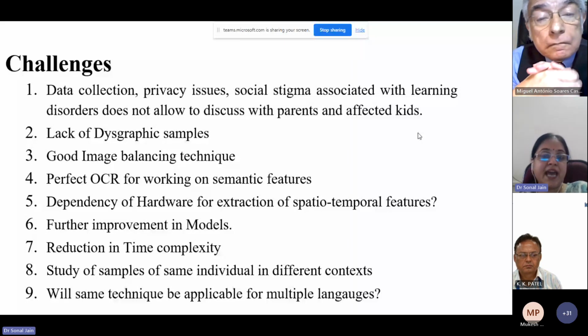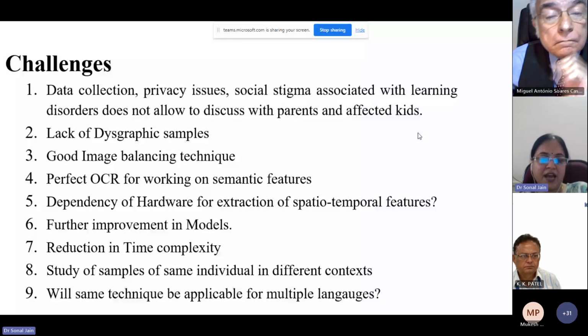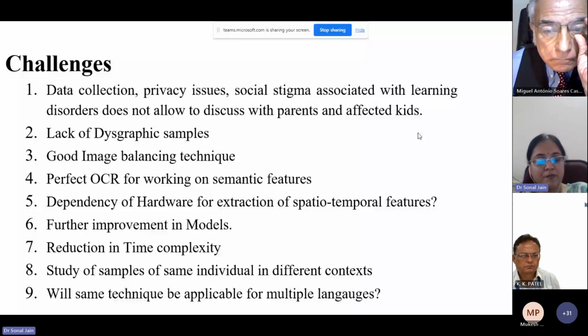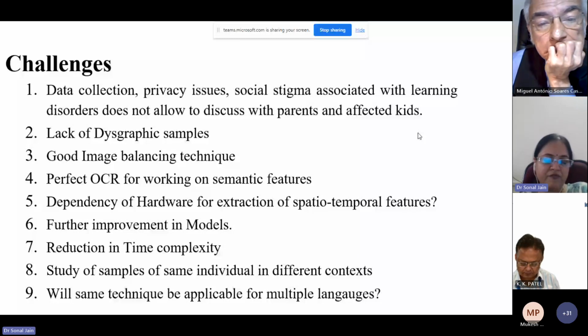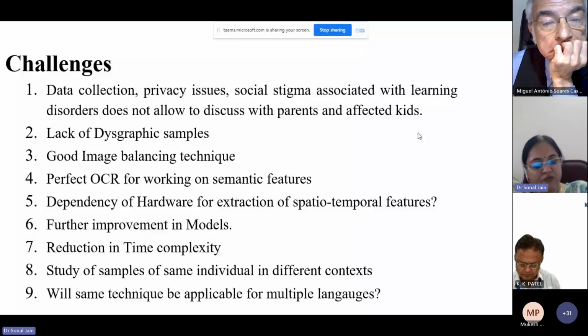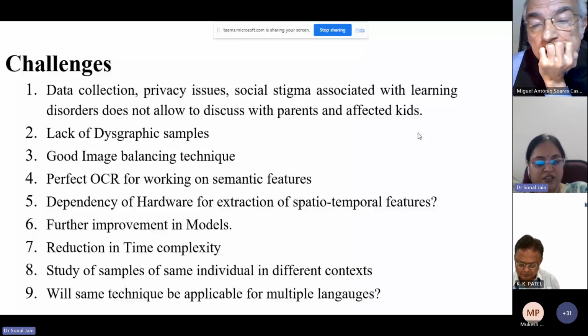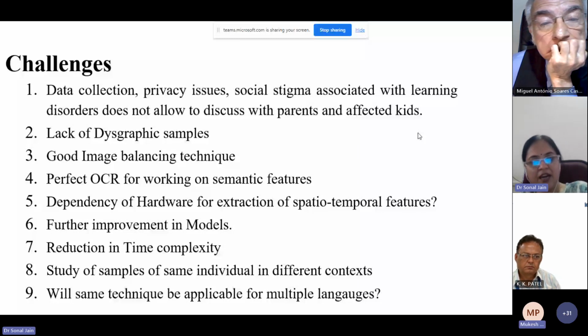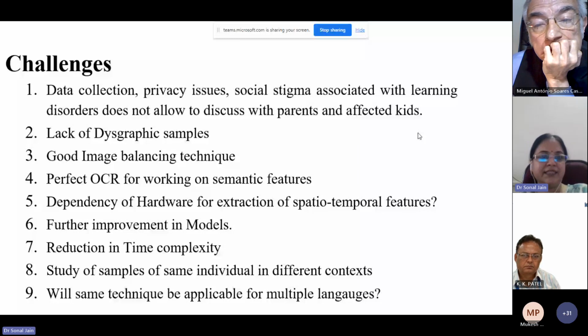Samples of the same individual in different contexts need to be collected. And we would be experimenting, or if somebody is interested, they can experiment, on whether the same techniques can be applied to multiple languages, because it may happen that a kid is doing well in the first language, but finds a second language, which is not spoken or written regularly, difficult. Maybe English is not our first language, so at times people struggle in a second language. So these are the challenges with which I would like to conclude my presentation.